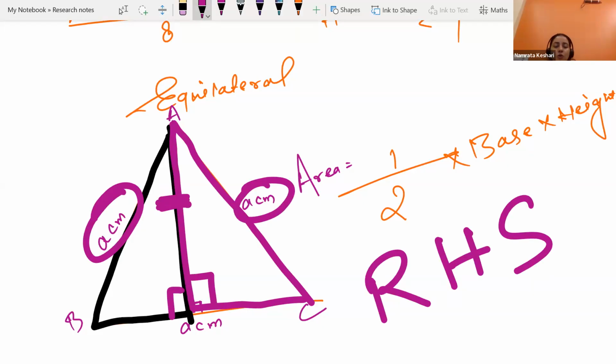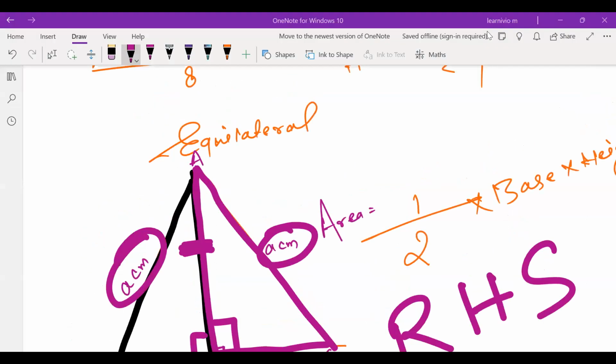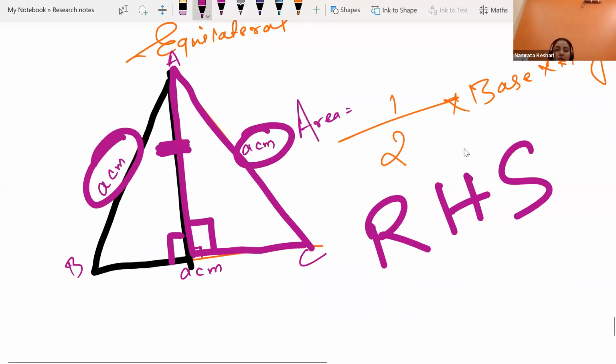Is it making sense to all of you? Yes, ma'am. Everyone, are you getting it? Are you getting it, Sara? Yes, ma'am. Okay. So these two triangles are congruent triangles by RHS congruency.